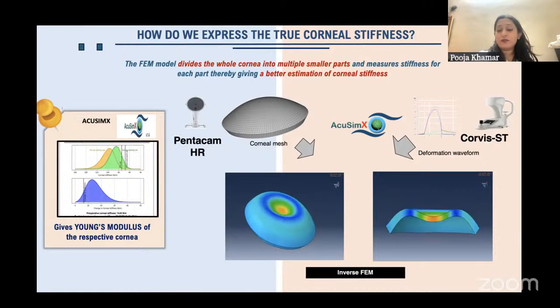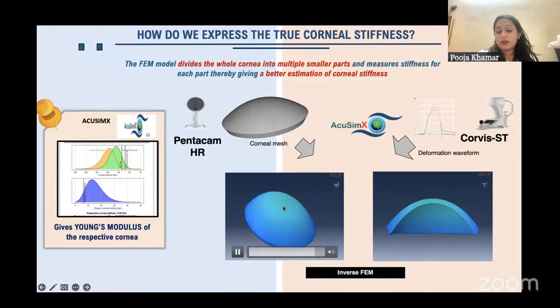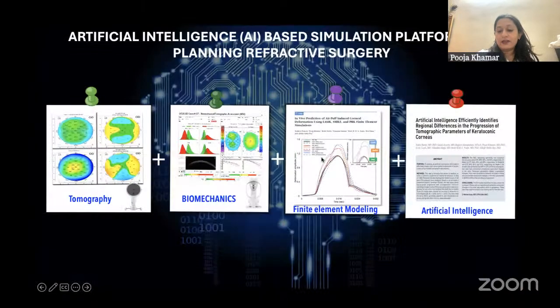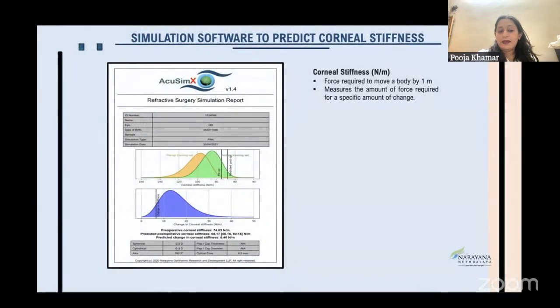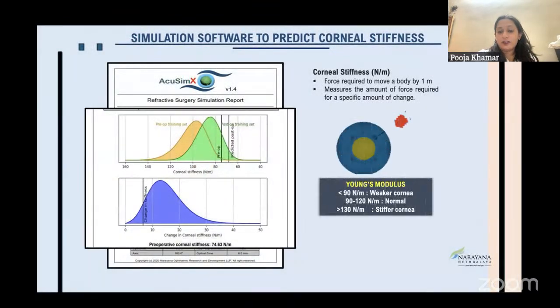So you just have to add a little bit of an algorithm where how much laser ablation is going to happen is added to this algorithm, and it will then tell you post-operatively what is going to be your corneal stiffness. So it's a combination of tomography, biomechanics, finite element modeling, and AI, with which we have created the software AccuSim, and it does give you an algorithm.